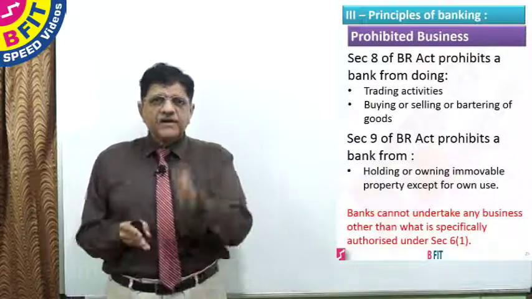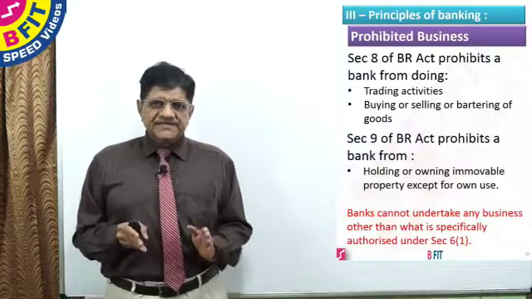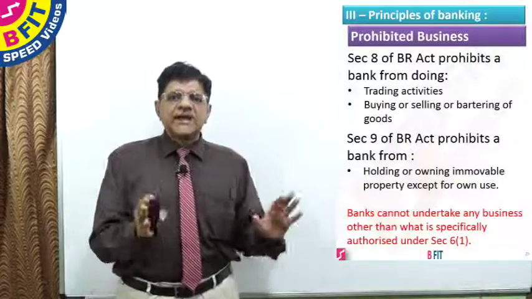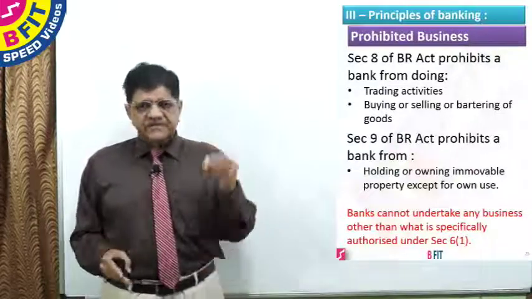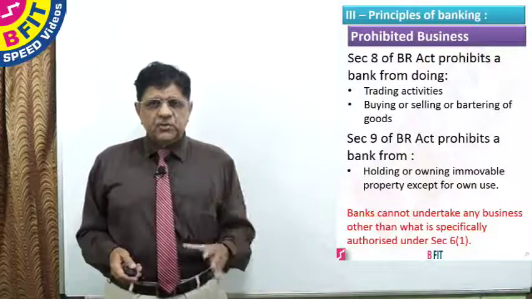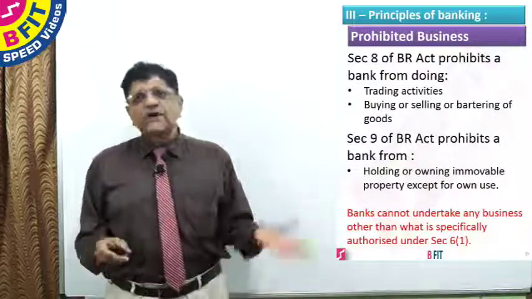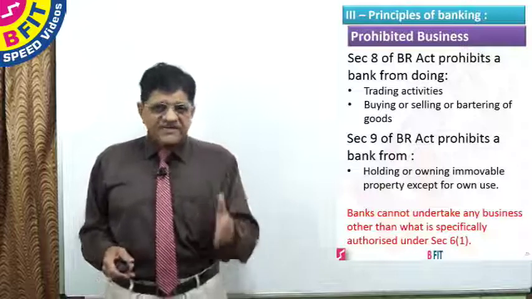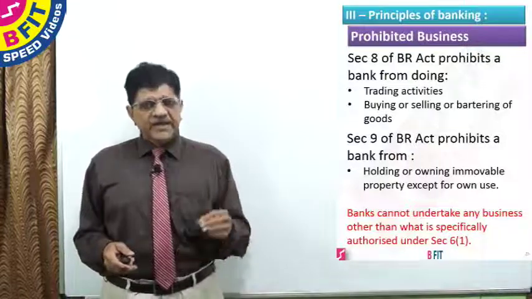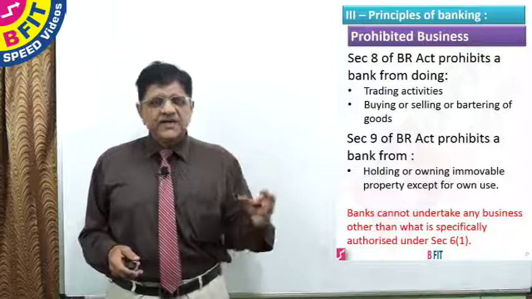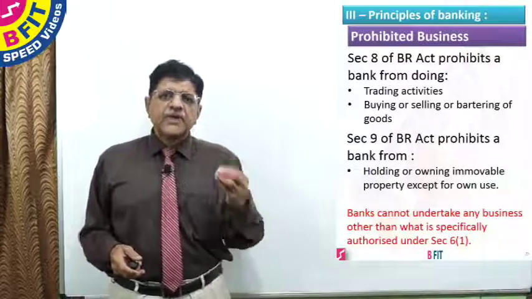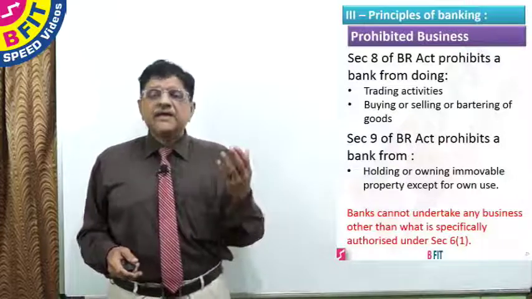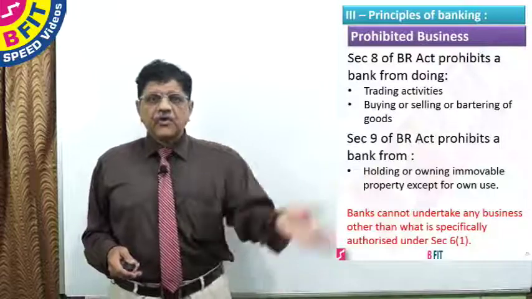Therefore, they have now built a very clear Chinese wall, in the sense that a bank can do only banking business, and whatever specific business that is allowed under section 6(1), other than that they cannot do. There is also a specific prohibition under section 8 which prohibits a bank from doing trading activity, and section 9 which does not permit a bank to hold property, real estate or property other than for own use.